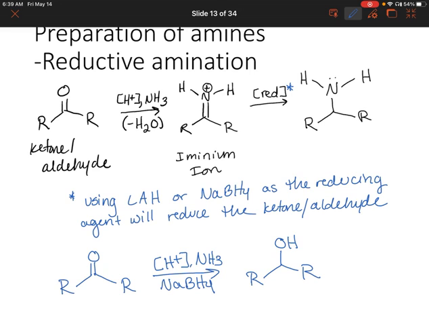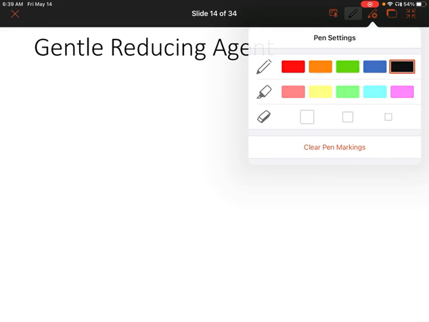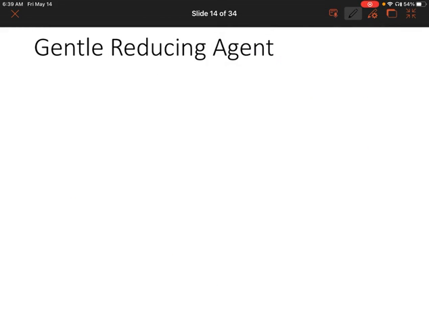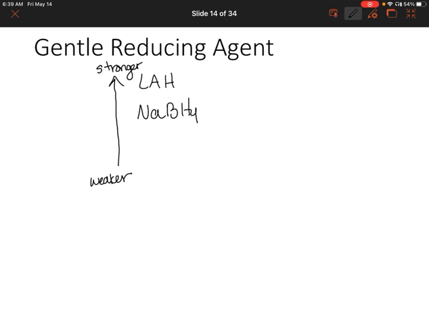So what we need is an even gentler reducing agent than sodium borohydride. So remember, if we rank our reducing agents, lithium aluminum hydride is stronger than sodium borohydride. So we need something that's even gentler. So the reducing agent we're going to use for this reaction is called sodium cyanoborohydride.